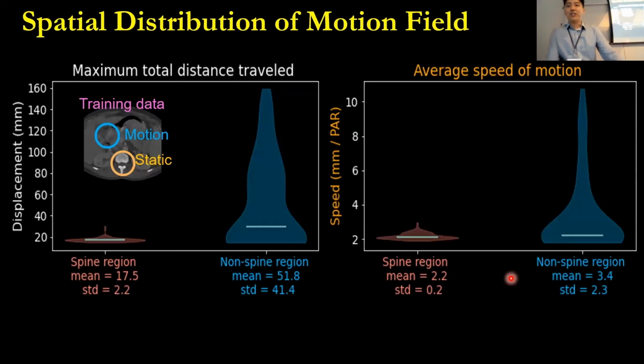And next, we check the motion distribution on spine regions. Please recall that in our training data set, the spine area was excluded from our motion field. So this area should maintain a minimum motion. These 2 plots show the stats from our simulation data, which show that our model actually has learned and produced the spatial distribution that is represented in our training data set. As you can see, the spine regions undergo minimum motion in terms of total distance traveled as well as the average speed.